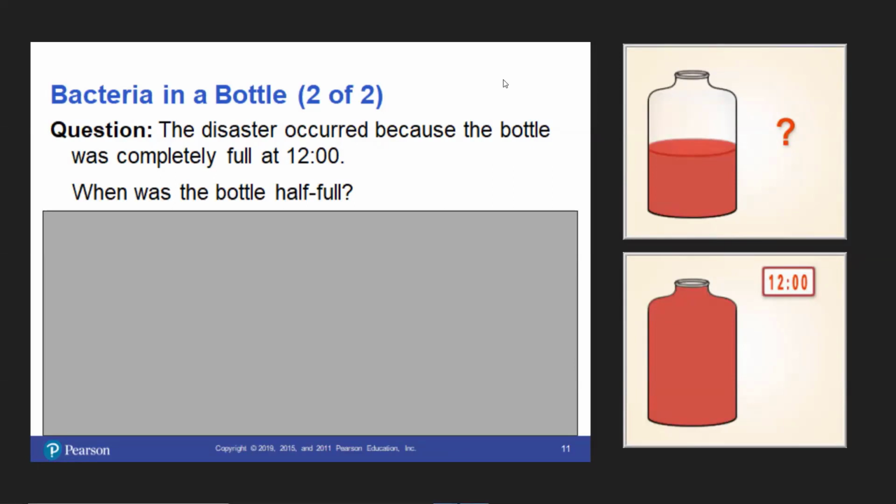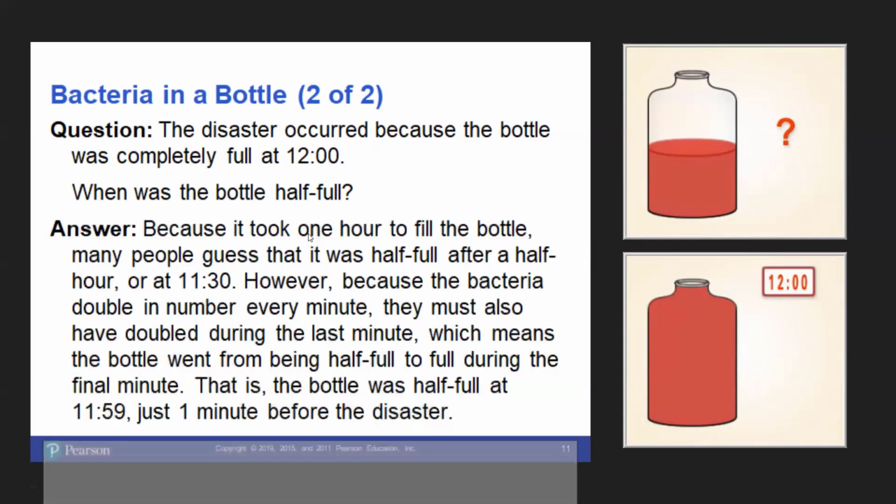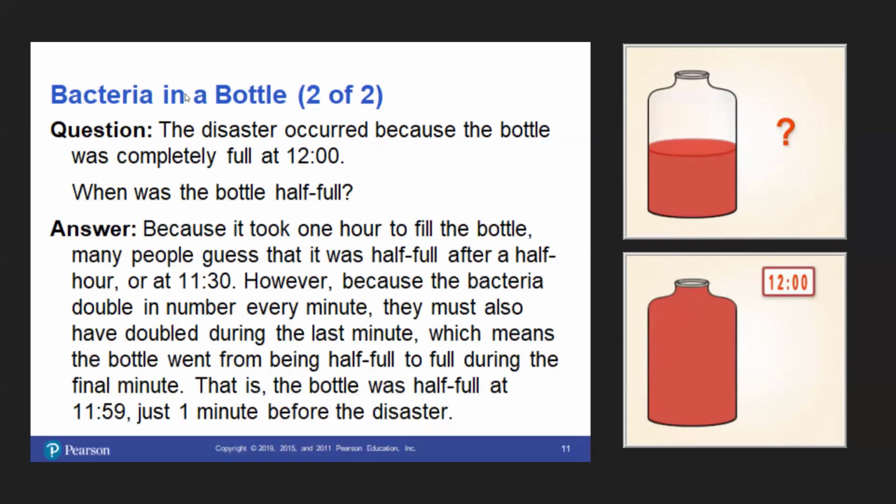11:59. Yes, it was half full 1 minute before it was full. Why? Because it's doubling every minute. So if it's full at noon, then you're just going to go back 1 minute to consider when it was half full. Your homework is going to ask you several questions that are essentially just like this, trying to make sure that you understand the idea.